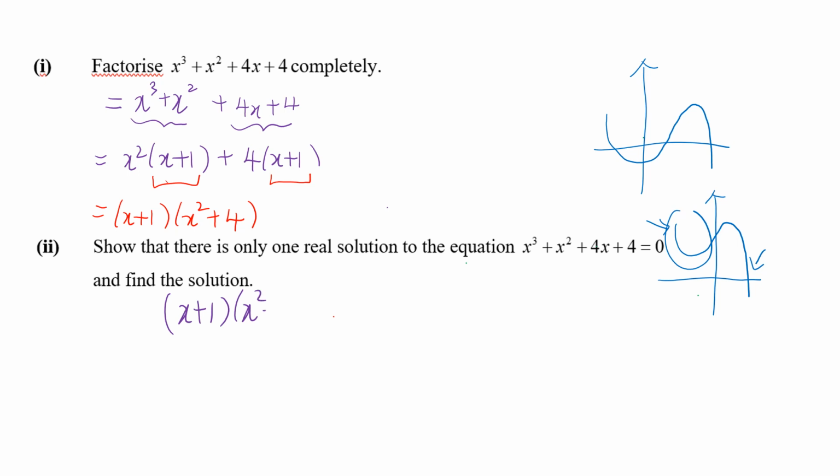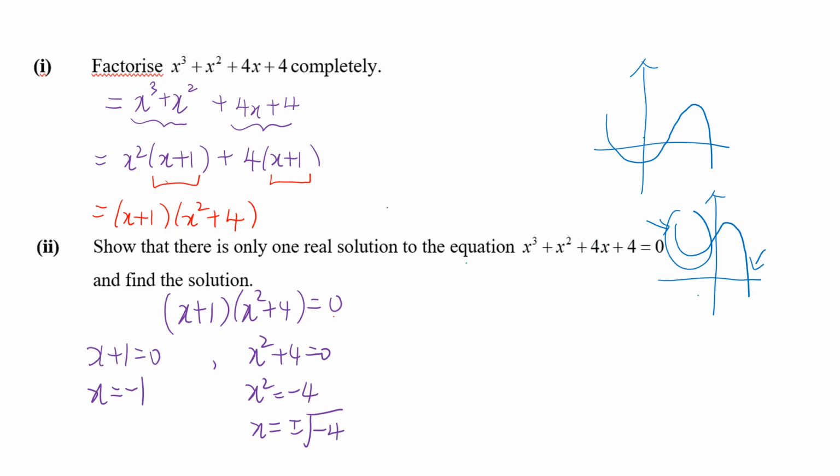All we need to do is just set it equal to 0. Then of course x plus 1 equals 0, so x equals -1. Then x squared plus 4 equals 0, so x squared equals -4. And x equals, there's no real solution for the square root of -4. So here you can just say that there are no real roots or no real solution. So therefore x equals -1 is the only real solution. Okay, this is one way of doing it.